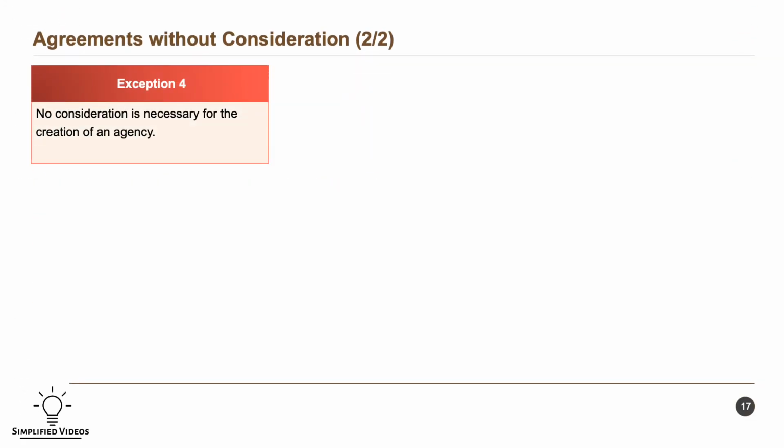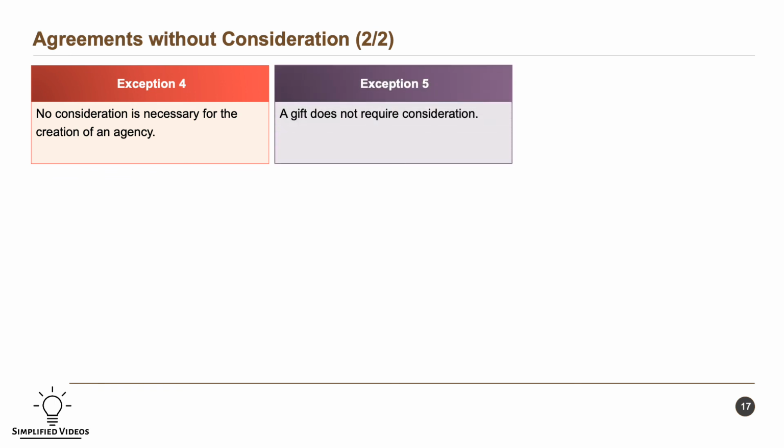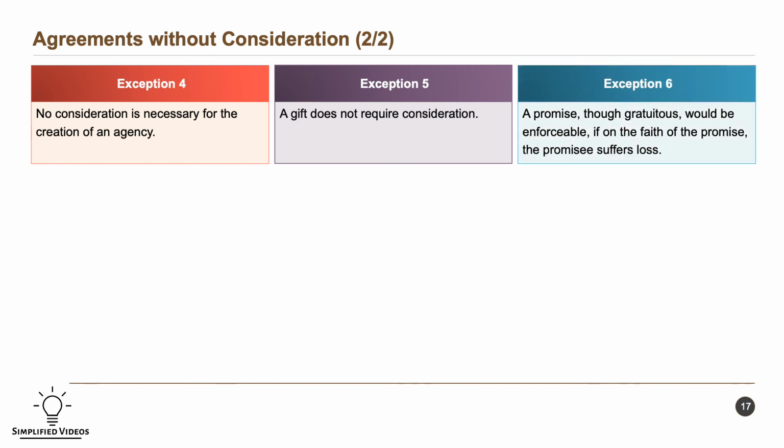Exception 4: no consideration is necessary for the creation of an agency. Exception 5: a gift does not require consideration. Exception 6: a promise, though gratuitous, would be enforceable if on the faith of the promise the promisee suffers loss.